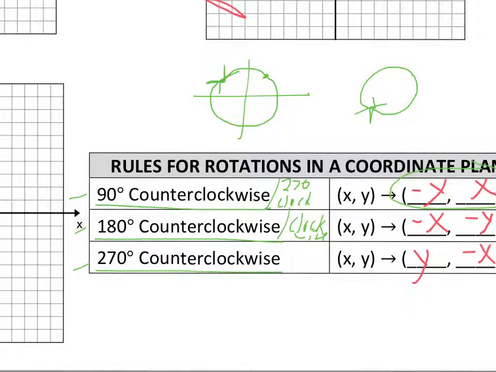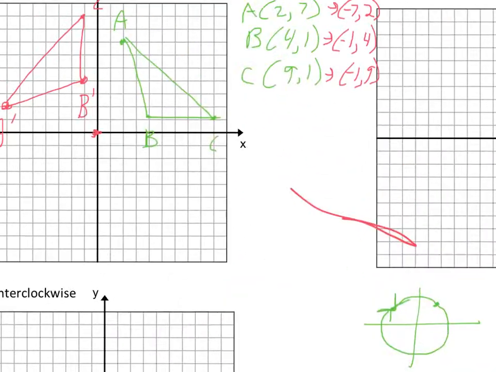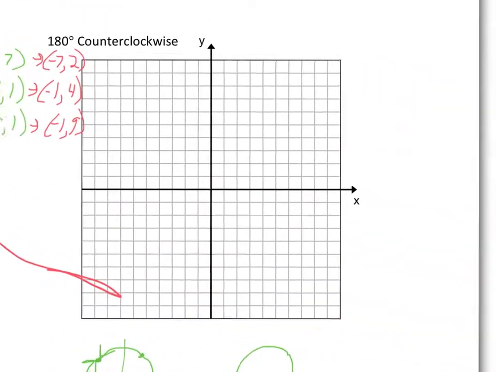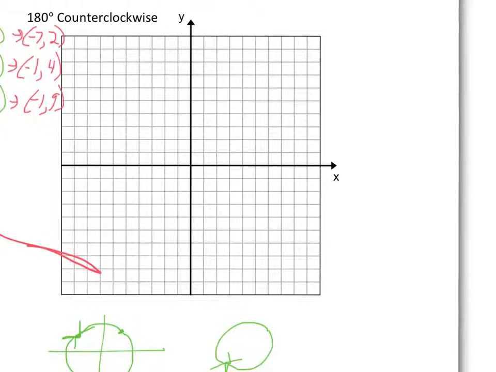And then 270 counterclockwise would be the same as 90 clockwise. So if you wanted to add that to your notes, that'd probably be a good idea. Okay, so we looked at that. That was our rotation of 90 degrees counterclockwise. Let's look at our rotation here of 180 degrees counterclockwise.